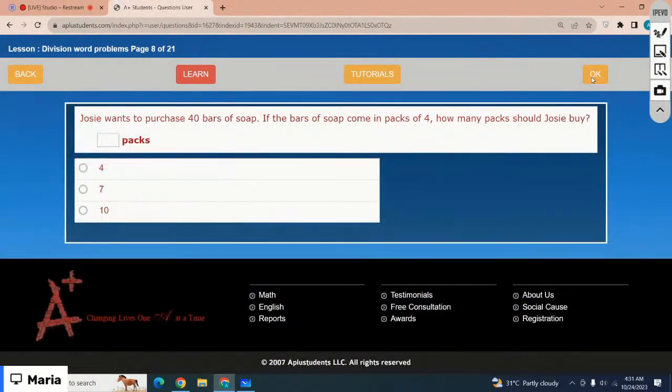Josie wants to purchase 40 bars of soap. If the bars of soap come in packs of 4, how many packs should Josie buy? Which is the correct option?